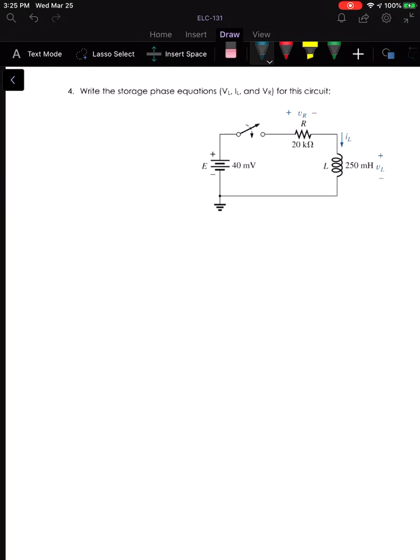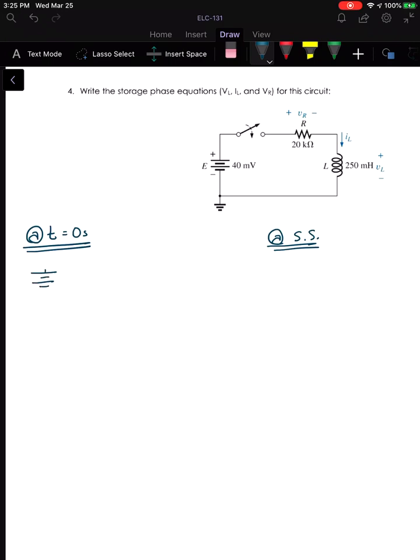So let's look at another problem and come up with the same equations here. So the storage phase equations for V sub L, I sub L, and V sub R. Okay, so let's look at, first of all, if it helps, I like to look at it as what does the circuit look like when you first close the switch? And then what does it look like when you get to steady state?